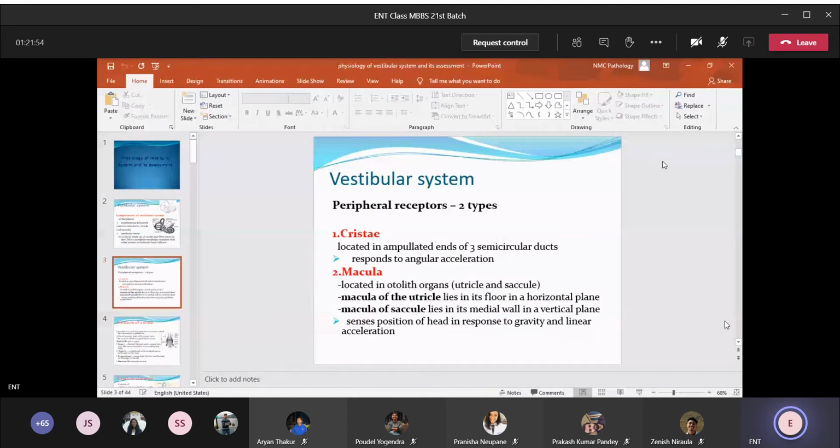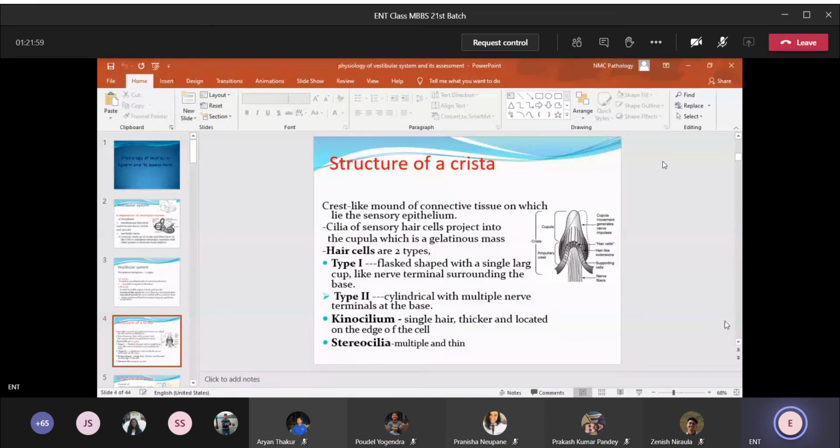So a brief anatomical recapitulation of structure of a crista. It is a crest-like mound of connective tissue on which lie the sensory epithelium. Cilia of sensory hair cells project into the cupula, which is a gelatinous mass. Okay, and then there are two types of hair cells, type 1 and type 2. These types are based on the shapes. Type 1 is flask shaped with a single large cup-like nerve terminal surrounding the base, whereas type 2 is cylindrical with multiple nerve terminals at the base.